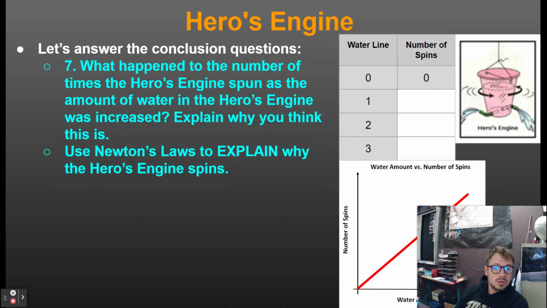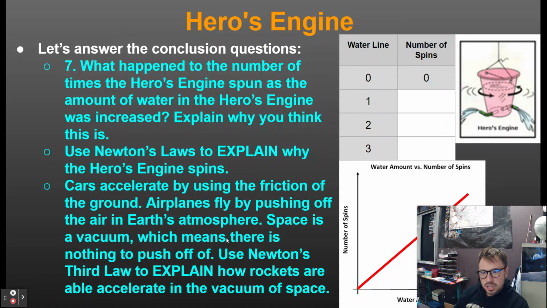But it's because of Newton's third law. That's why the water just doesn't fall out and it doesn't spin. It's because of Newton's third law. The straw redirecting the water is being pushed out of the straw, while the water is pushing right back on the Hero's engine. So let's answer this question with the next slide.